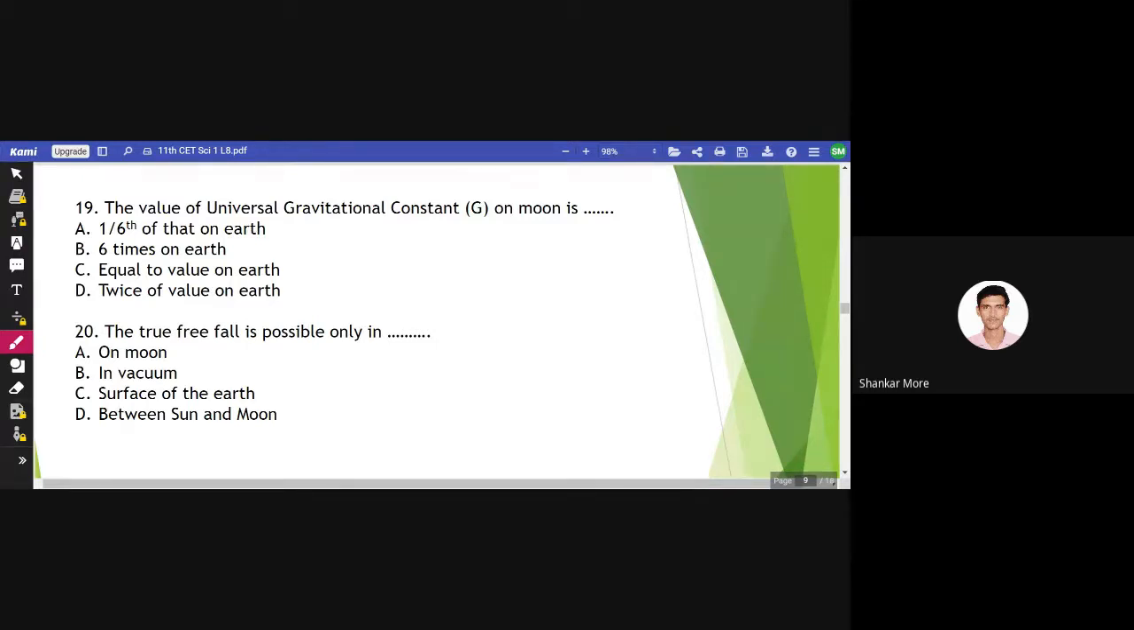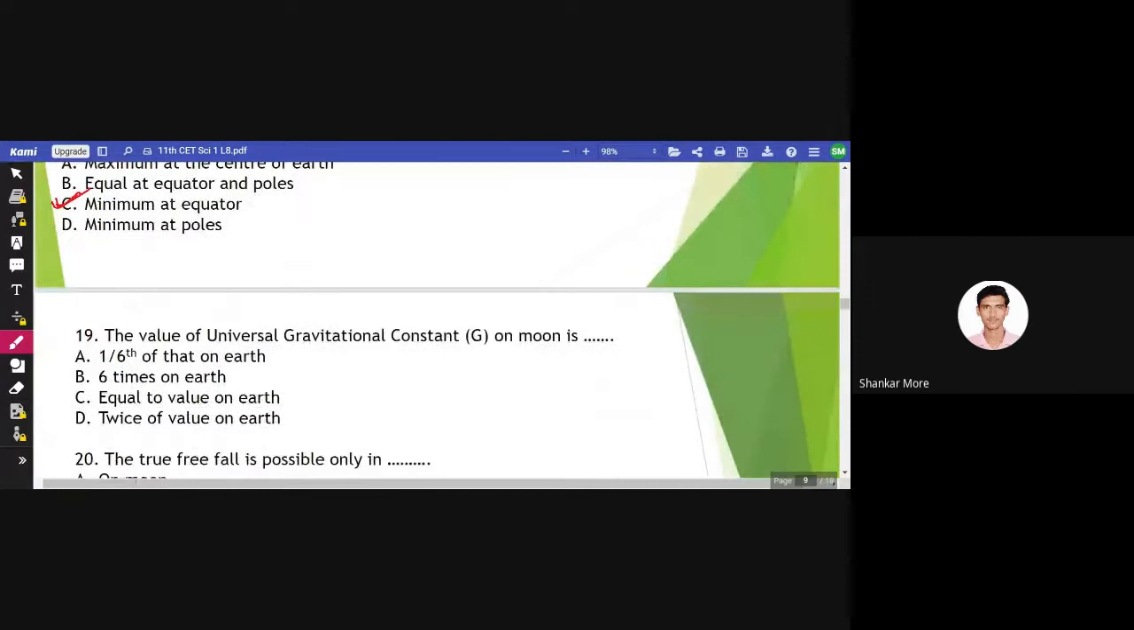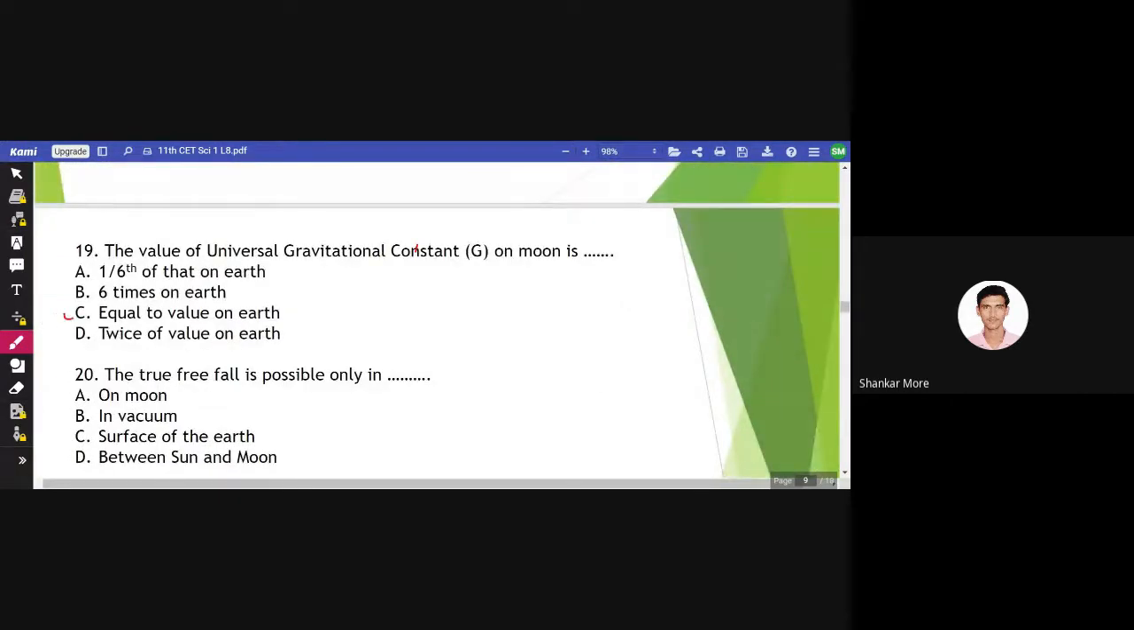Okay, there is an answer from Sahil. Equal to value on earth. That is the correct answer, C. ठीक है, अगर कोई डाउट हो तो बता दो मुझे. नहीं है, ओके. चलो, 3-4 स्टूडेंट्स ने ही आंसर दिया, बट आई टेक इट एज कि आपको कोई भी डाउट नहीं है इसमें. ठीक है. So let me just mark the answer, that is C, equal to value on earth.